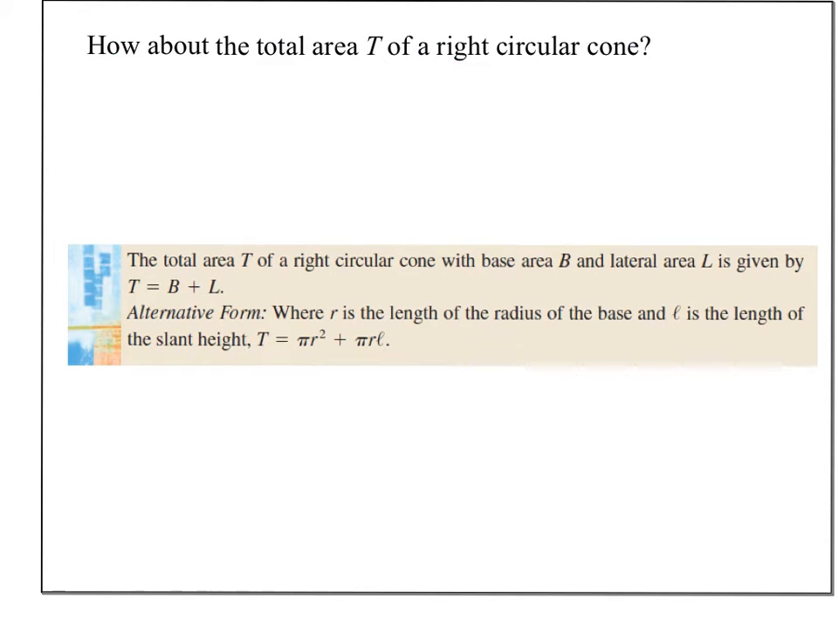Okay, what about our total surface area? Let's think about a right circular cone. So if I have my circle at the bottom and this is my slant height coming down, and it makes a right angle down there at the bottom.